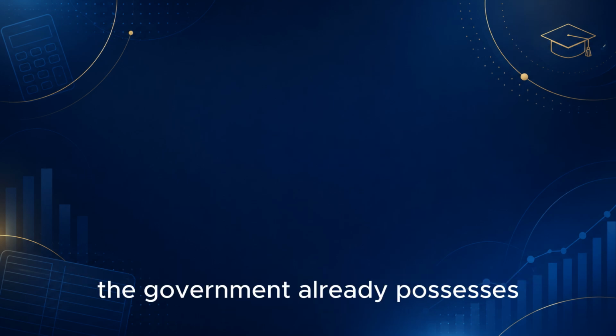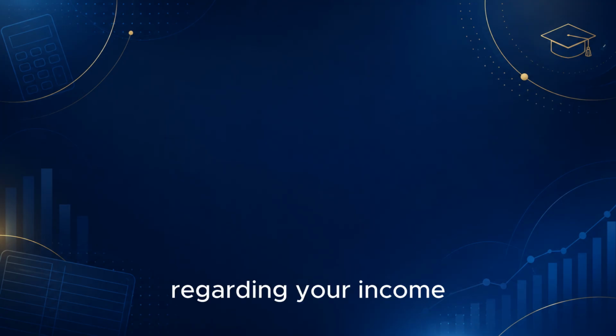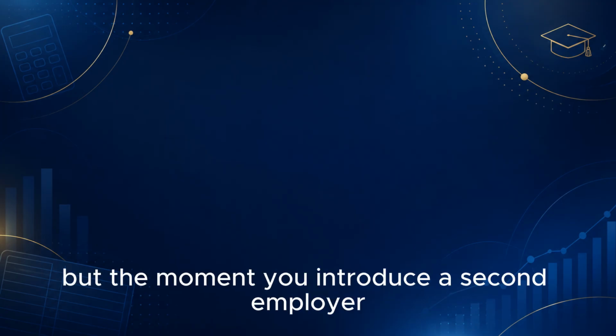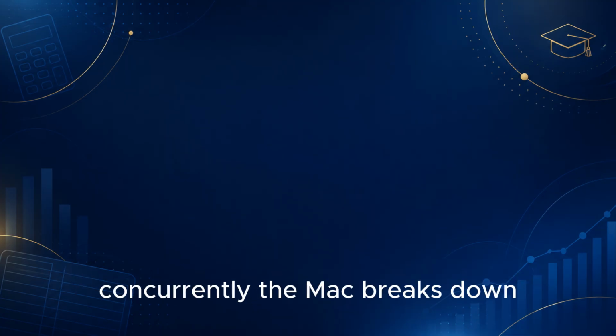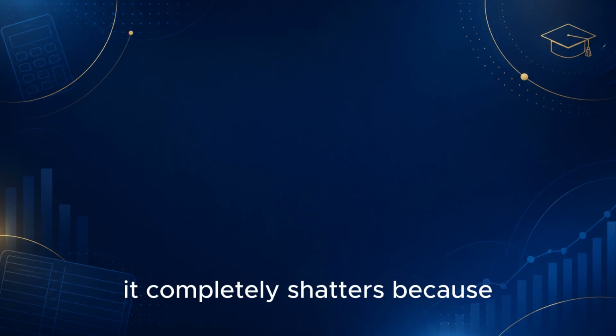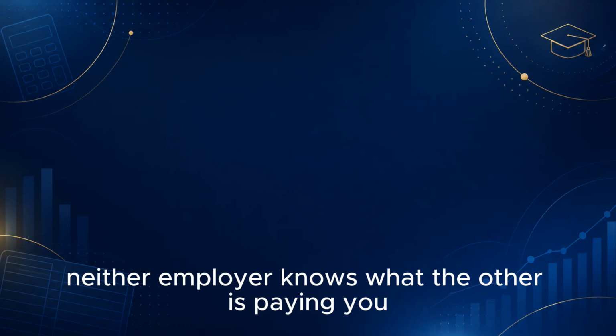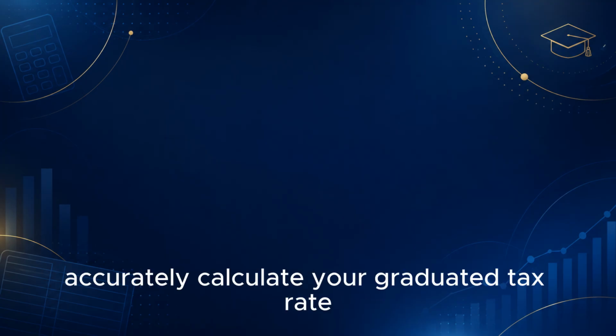The government already possesses all the information they need regarding your income. But the moment you introduce a second employer concurrently, the math breaks down. It completely shatters, because neither employer knows what the other is paying you. Right? So they can't accurately calculate your graduated tax rate.